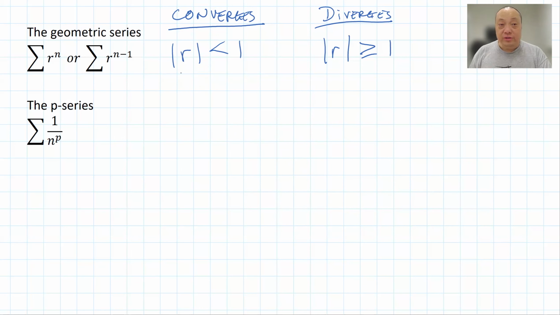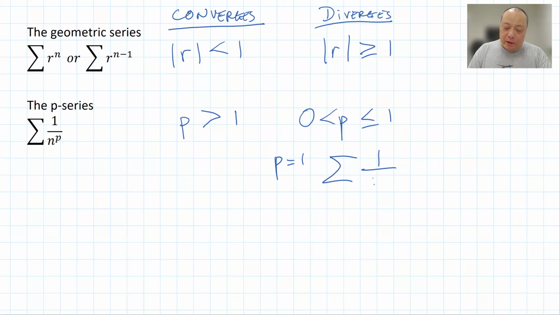That's a geometric series. The p series is the sum of 1 over n to the power p, and it converges when p is greater than 1, and it diverges for p less than or equal to 1. Well, between 0 and 1. When p is equal to 1, then we have 1 over n like this, and this is called the harmonic series.